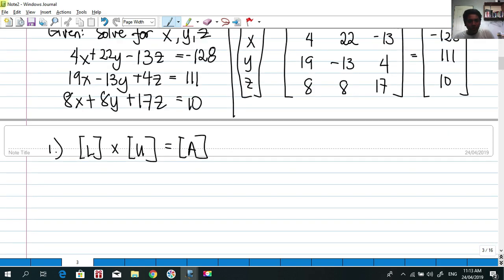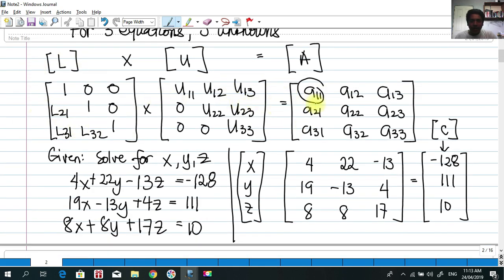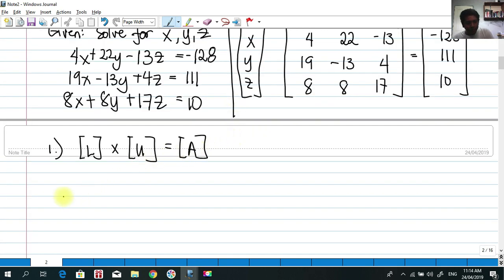So what are we going to do? In multiplying matrices, we first have to derive an equation to find the unknown values of L21, L31, L32, U11, U22, U33, U12, U23, and U13, by this relationship: L times U is equal to A. If we perform multiplication on these matrices, let's start with A11.